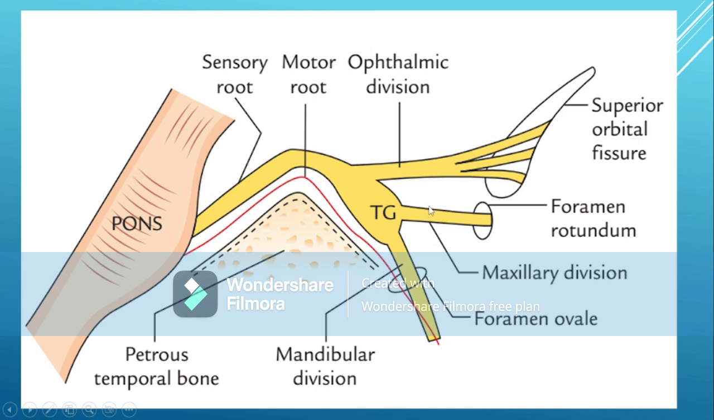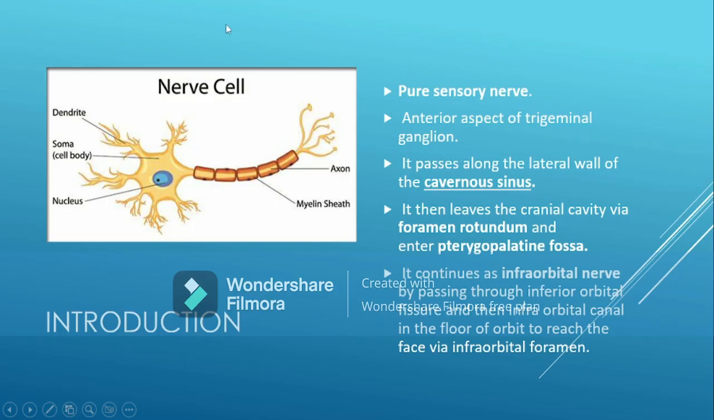Now, to remember, the ophthalmic division and the maxillary division, these two are purely sensory, whereas the mandibular division is sensory as well as motor. You can see the motor root is joining with the mandibular division. Now let's see the introduction.